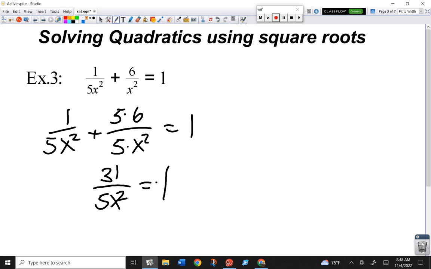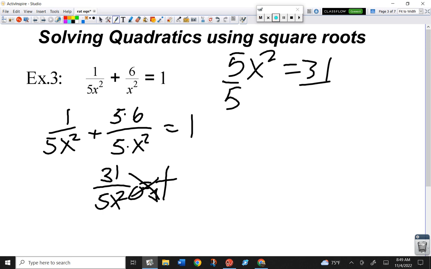I can turn a 1 into a fraction by putting it 1 over 1, and then we cross multiply. 5x squared times 1 is 5x squared. And 31 times 1 is 31. We're going to divide both sides by 5. We'll have x squared equal to 31 over 5.